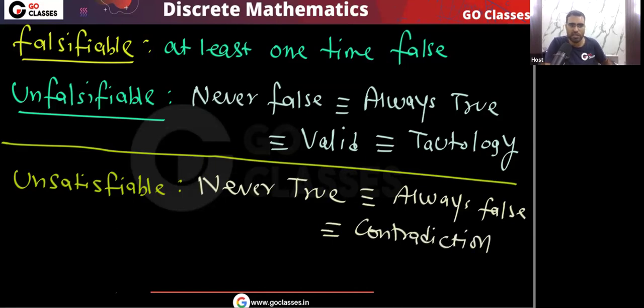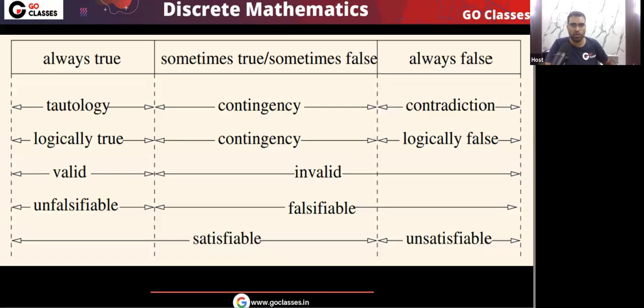Okay, I hope all these points are clear. So this table, you can see this is a beautiful table. What is sometimes true, sometimes false? That is contingency. Contingency is sometimes true, sometimes false. Yes or no? Now, what is satisfiable?